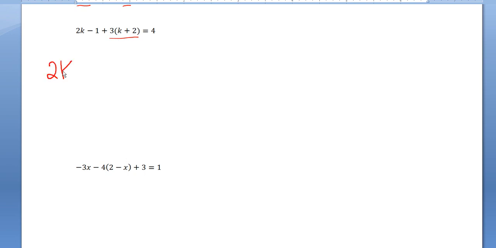So I have 2k. This subtract one, I'm going to change it into an add negative 1. Then I'm going to take this 3 and I'm going to distribute it using multiplication to each piece on the inside. So I'm left with a 3k. I took 3 times the k, and an add, that came from right here, guys. And then I take the 3 times the 2.